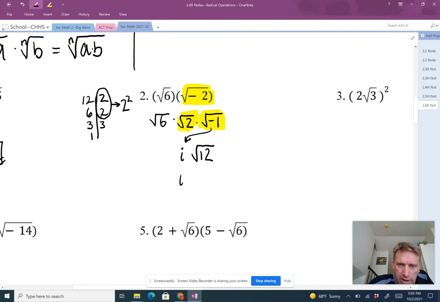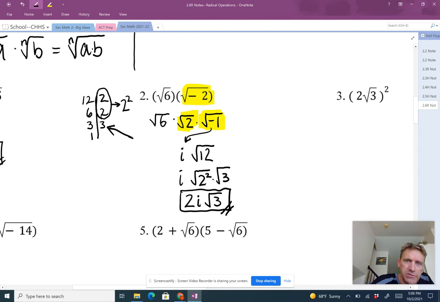And so I can rewrite i times the square root of 12 as i times 2 squared times the square root of the number that's not in a pair, which is 3. So that's the square root of 3 times 2 squared. 2 squared is 4. So you got 4 times 3 is 12. Everything's accounted for. But the square root of 2 squared is 2. And so I can bring that out of the radical as 2 times the imaginary unit i times the square root of 3. And that'd be our answer for example 2.